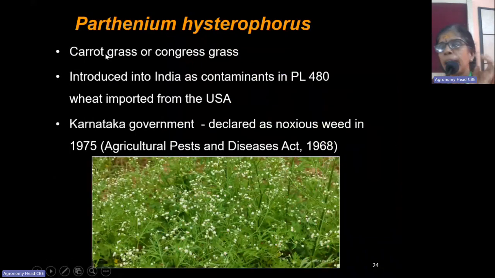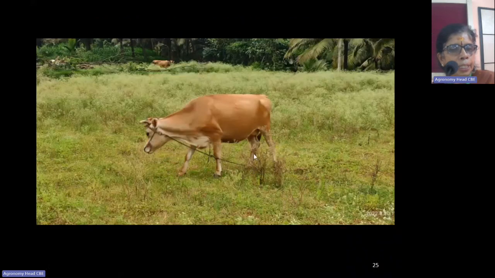And Parthenium, it is carrot grass, also called congress grass. Again, it was introduced through, as I already mentioned, wheat import during the famine season. And in India, Karnataka has reported it as a noxious weed as per the Agriculture Pest and Disease Act of 1968.